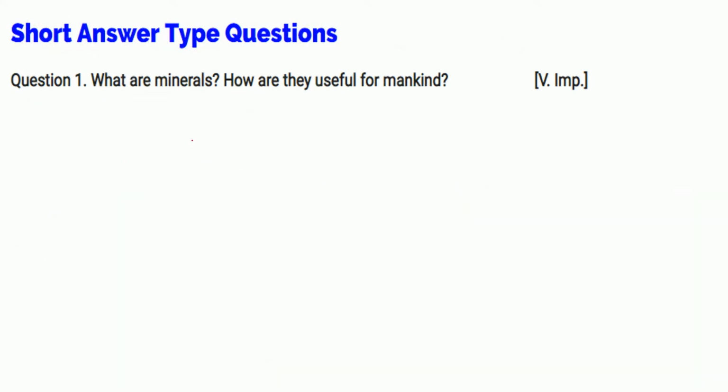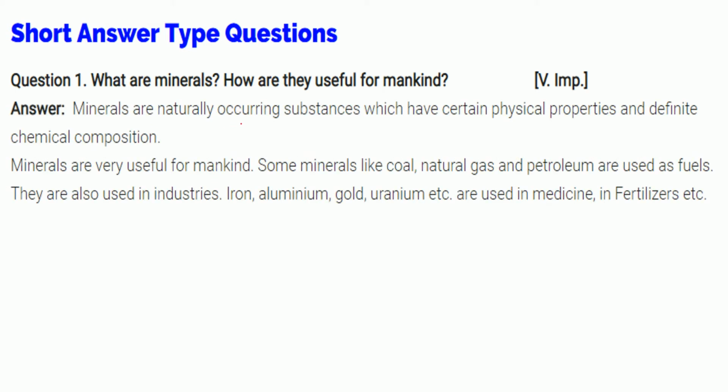Now short type questions. What are minerals? How are they useful for mankind? Minerals are naturally occurring substances which have certain physical properties and definite chemical composition. Minerals are very useful for mankind. Some minerals like coal, natural gas and petroleum are used as fuels. They are also used in industries: iron, aluminium, gold, uranium, etc. And they are used in medicine, in fertilizers, etc.